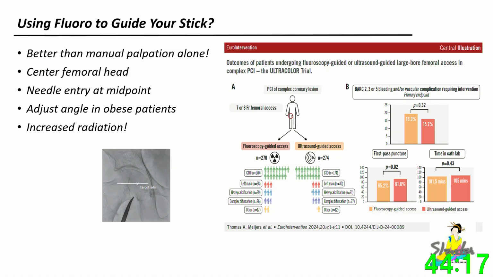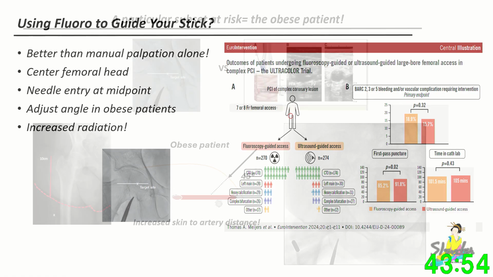It is strange to see that the ULTRACOLOR trial, which was designed in patients using large bore femoral access, could not show a significant benefit of using ultrasound as compared to angio-guided puncture. But there was a trend which was almost significant for less vascular complication, and the first pass puncture was also increased with the femoral access.